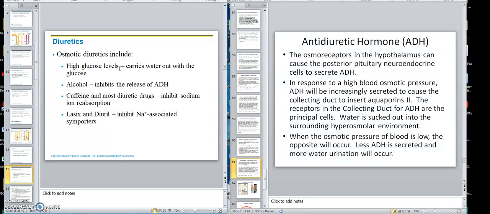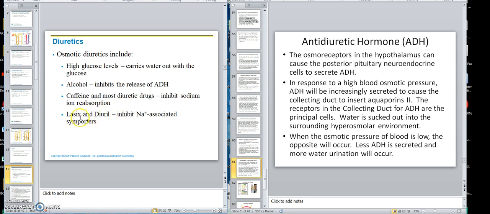Think about it. If you don't reabsorb glucose in the proximal convoluted tubule, it'll be in the urine. If it's going down the tubule, it makes the tubule fluid hyperosmolar, so not as much water comes out. Since not as much water comes out because the glucose is there, you urinate a lot. Alcohol, drinking alcohol, inhibits ADH. That's why people urinate a lot while drinking. Caffeine and other dietary substances inhibit sodium ion reabsorption.